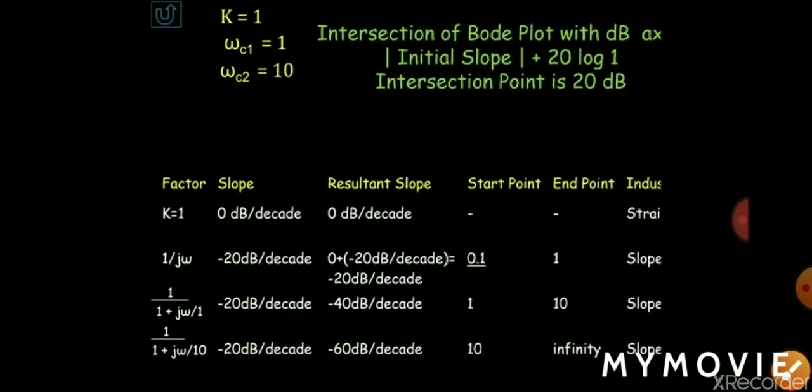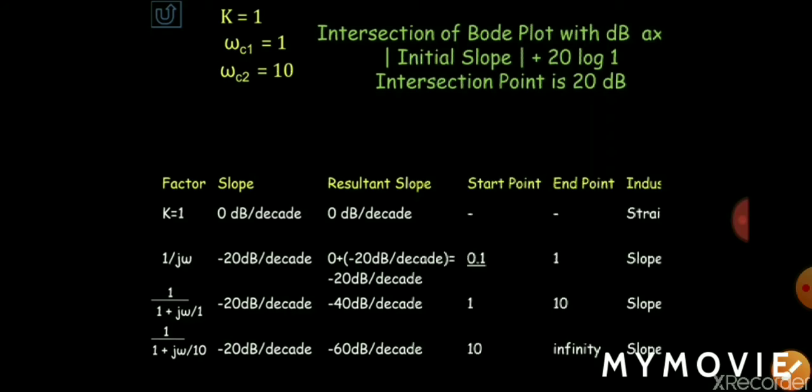Next, after the pole at the origin, the next step is the simple pole. Previously we had minus 20, for this simple pole again minus 20. So it becomes minus 40 decibel per decade. The end point from before is taken as the starting point, that is omega c1, which is 1, then the end point is 10, that is omega c2.